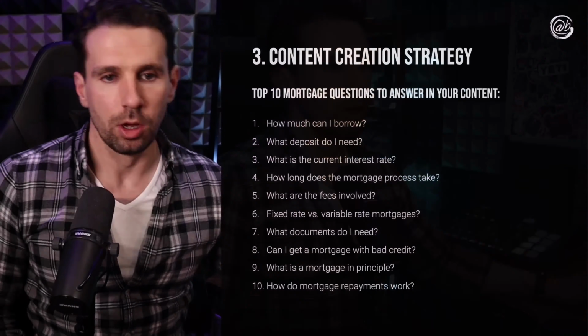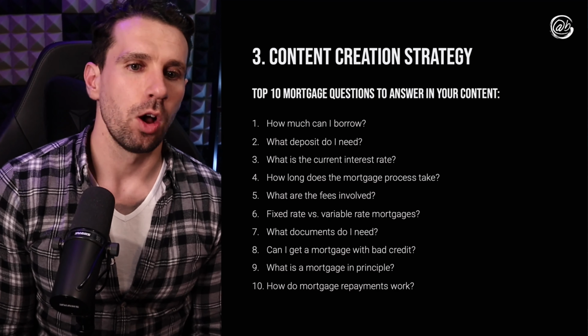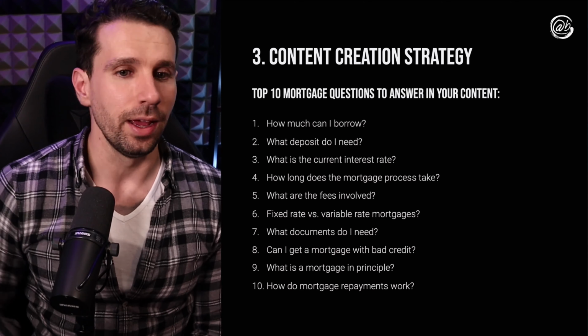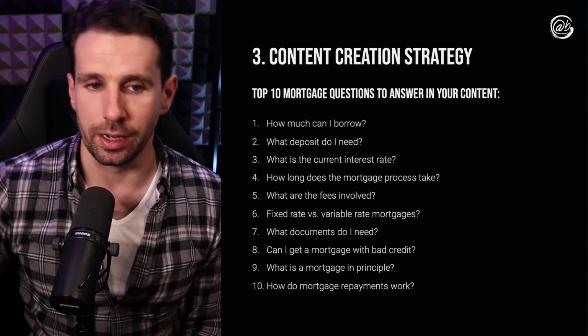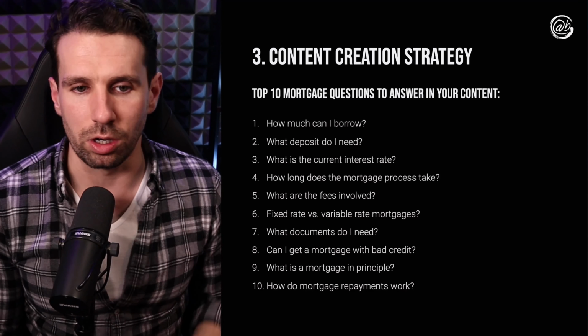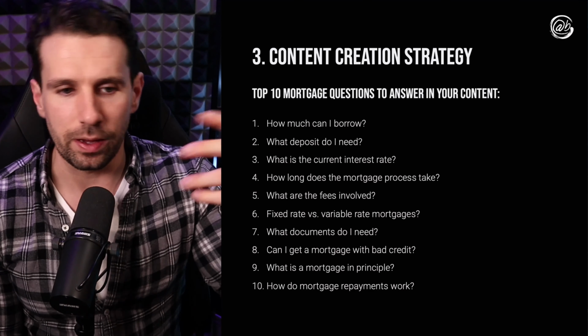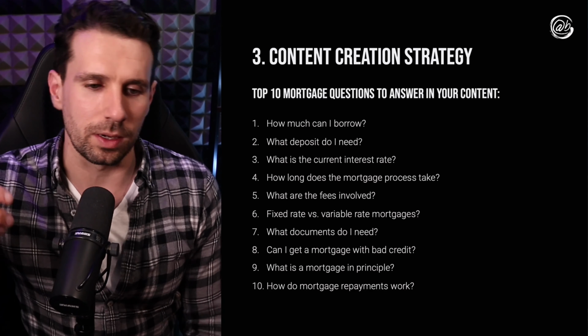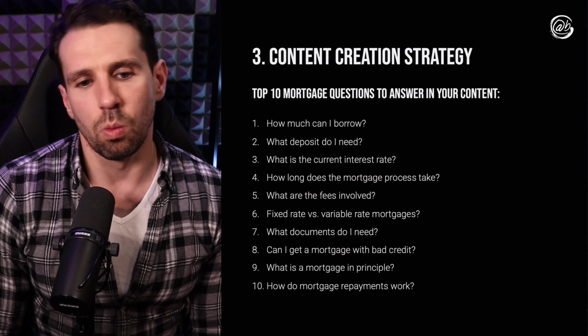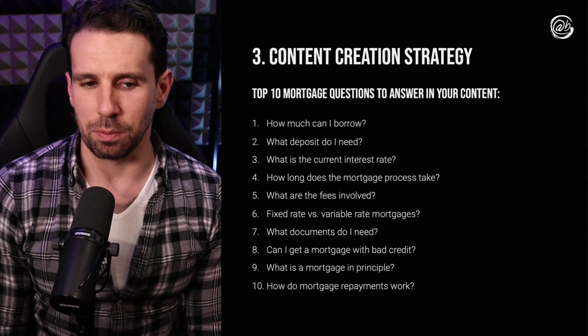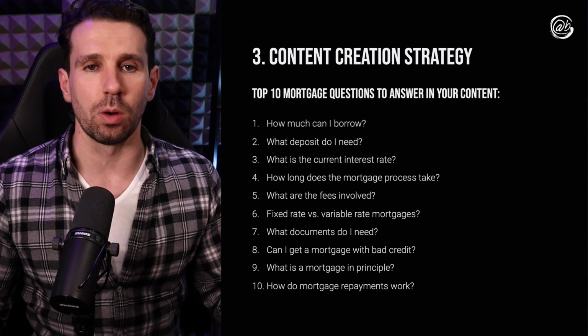So what is that problem? Really straightforward. Just answer these, all 10 of these, over and over again. How much can I borrow? What deposit do I need? What is the current interest rate? How long does the mortgage process take? What are the fees involved? Fixed versus variable? What documentation? Can I get a mortgage with bad credit? What is the mortgage principal? What is the mortgage in principle, and how do mortgage repayments work?